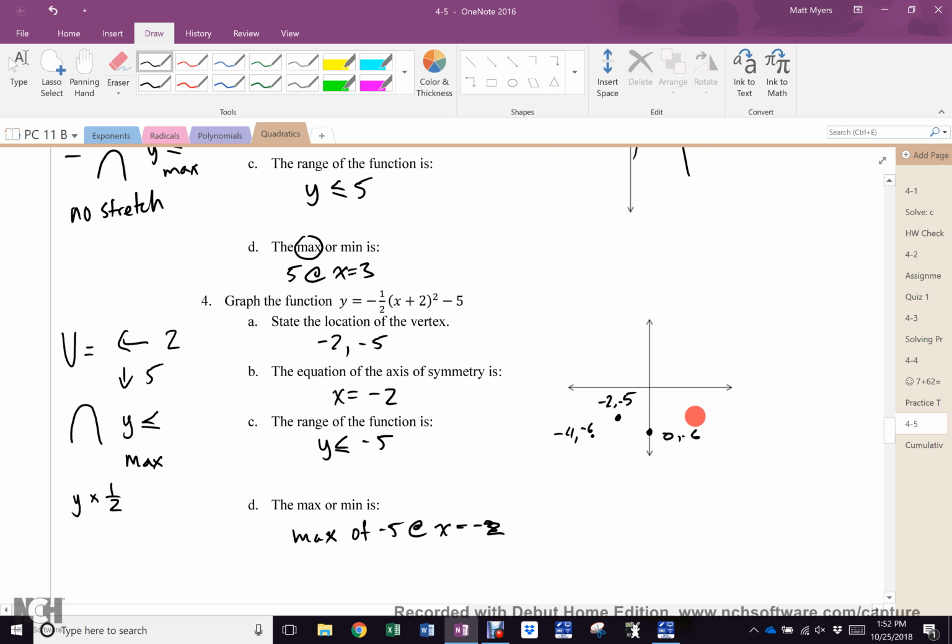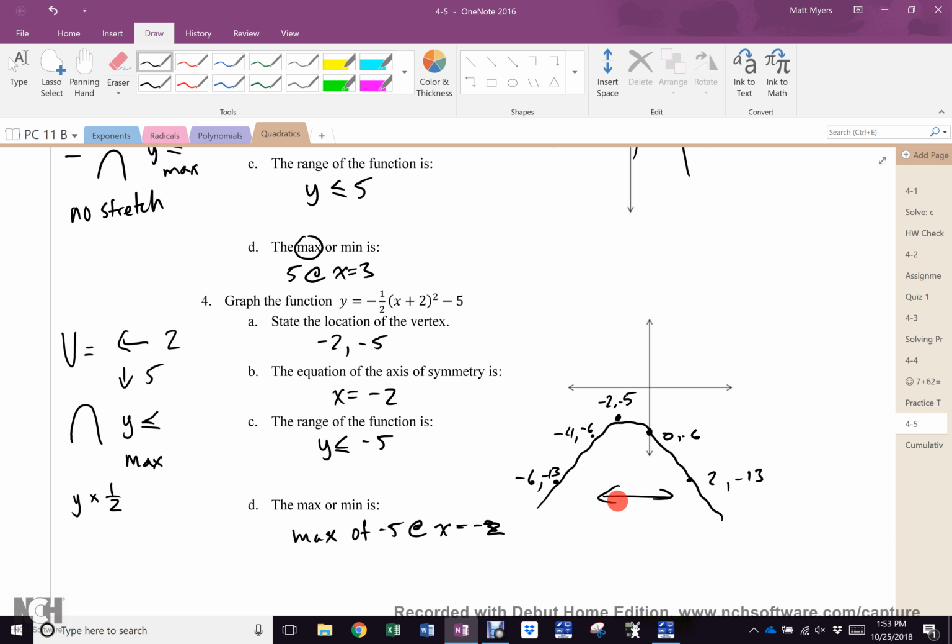So if I go over 4 out here to +2, I'm going to go down 8 to what? To -13. And what's automatically over here? -6, -13. And then it stretches out this way. Is everybody good?